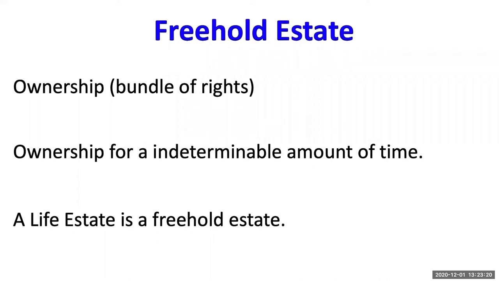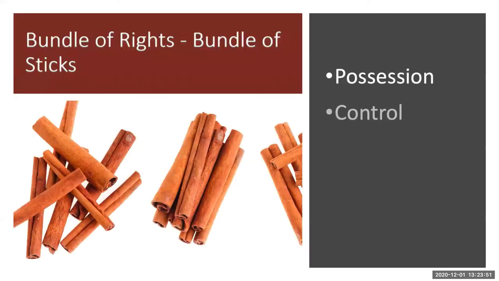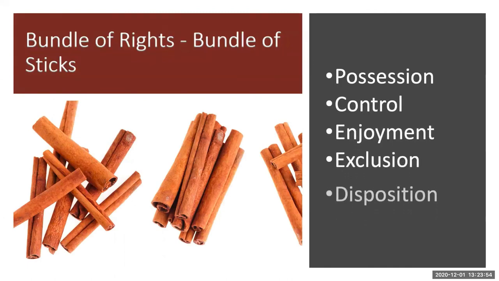So congratulations. All right. Freehold estate. We're talking about your interest in real estate, or as if you talk about freehold, we're talking about your ownership in real estate. When you own real estate or have a freehold interest in real estate, you have what's called a bundle of rights. Your ownership is for what they call an indeterminable amount of time. What that means is that no one knows how long you're going to own it for. And we'll talk about a life estate because a life estate is a type of freehold estate. It's unusual, but it is still a freehold estate. When we talk about the bundle of rights, we're talking about the right of possession, the right of control, the right of enjoyment, the right of exclusion, and the right of disposition, meaning you can get rid of it if you want to. Those are your rights.